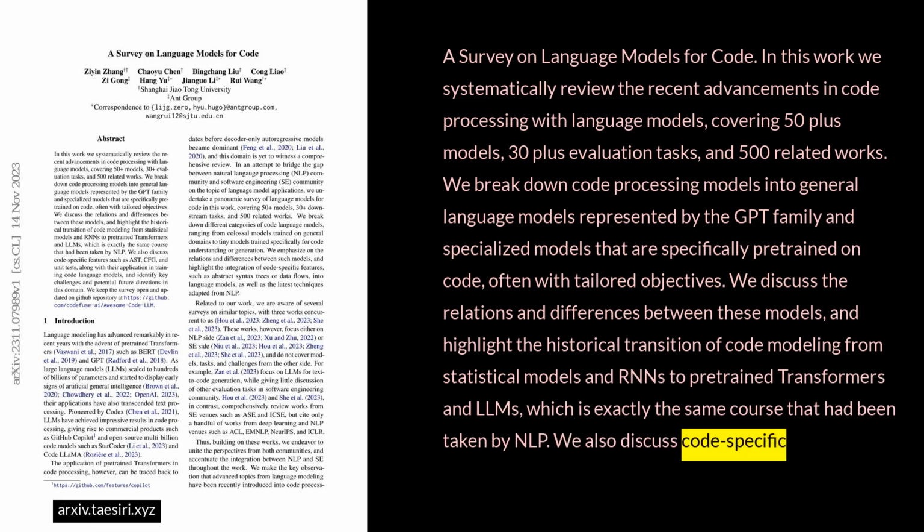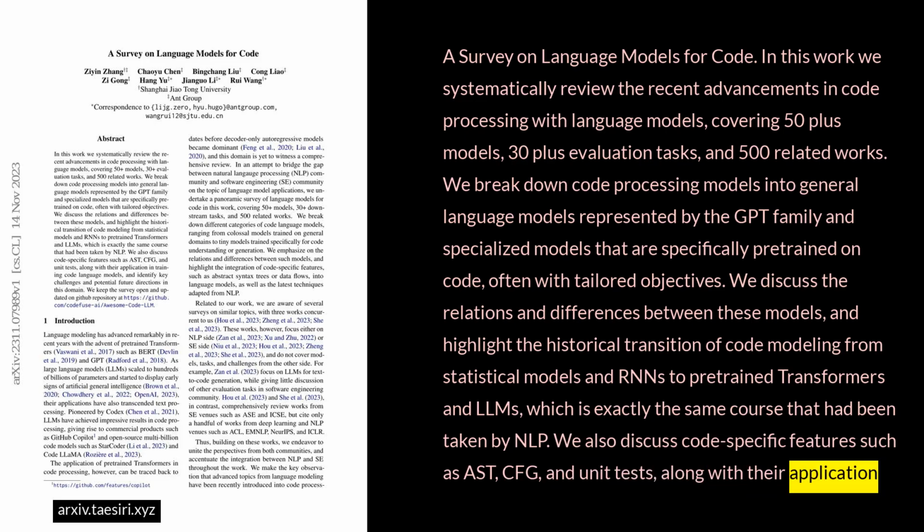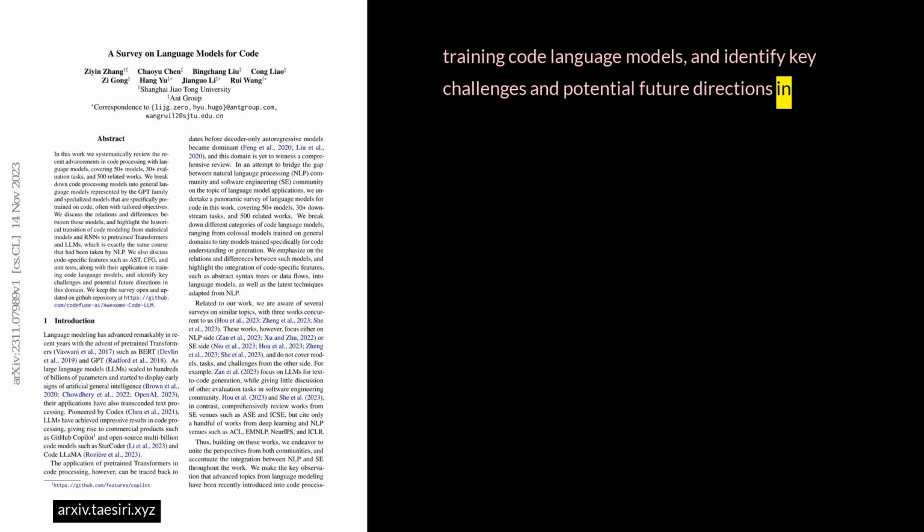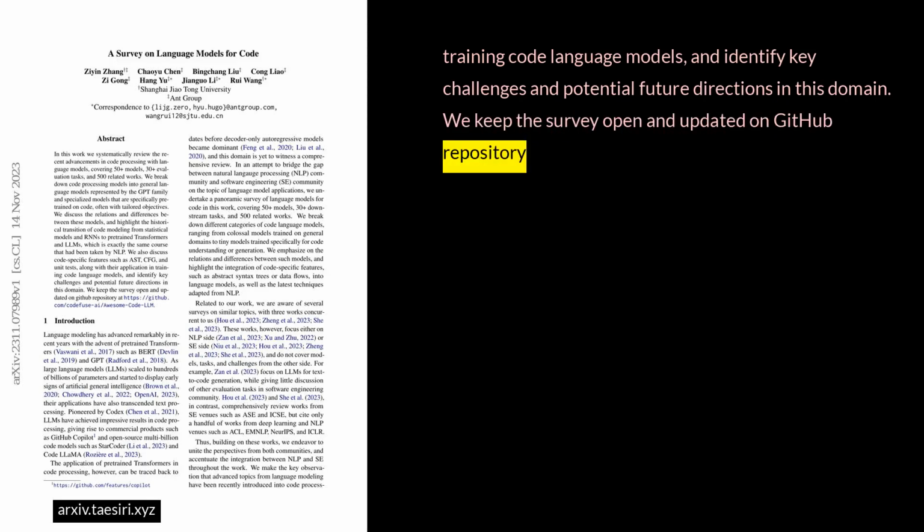We also discuss code-specific features such as AST, CFG, and unit tests, along with their application in training code language models, and identify key challenges and potential future directions in this domain. We keep the survey open and updated on a GitHub repository at the project's website.